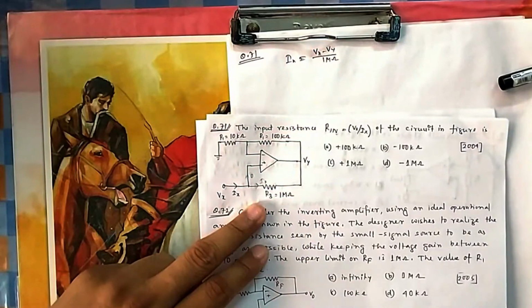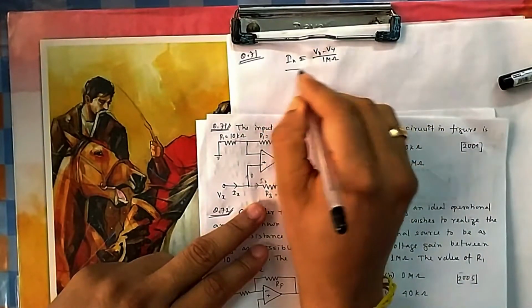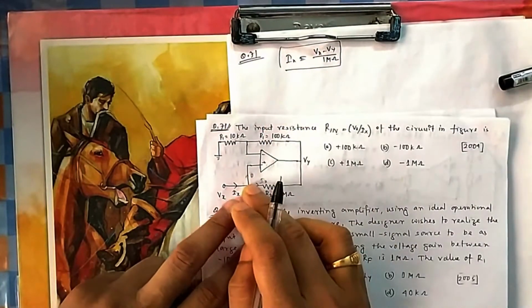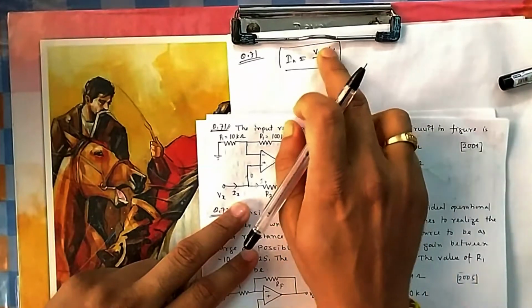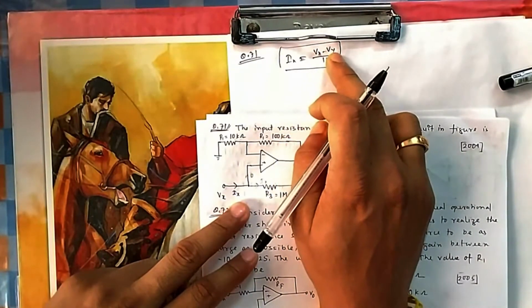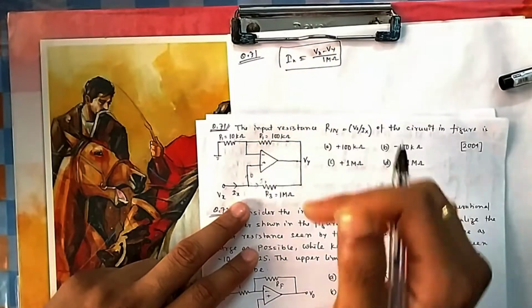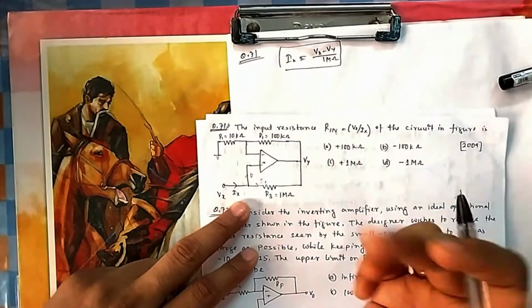That is your Ix. If you know this, now you can apply KVL anywhere. You can take a nodal and then find a relation between Vx and Vy. You can find Vy in terms of Vx, put it there, and you will find the ratio Vx by Ix. That is what is required.